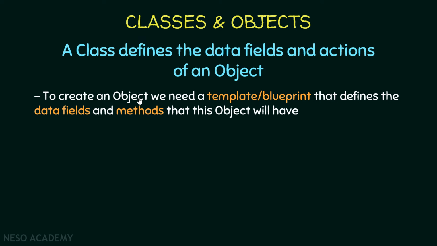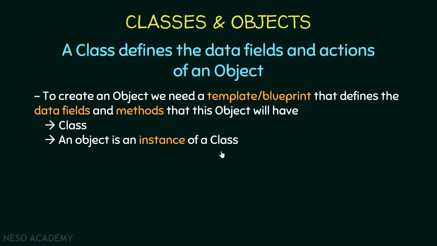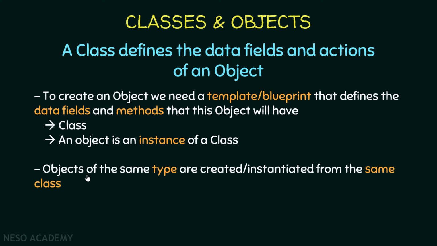So, to create an object, we need a template or a blueprint that defines the data fields and the methods that this object will have. And this template or blueprint is the class. And we create this object based on this class. This is why we say an object is an instance of a class. So when we create a string object, for example, this object is an instance of the string class, okay? Also, objects of the same type are created or instantiated from the same class, okay? So another way to think about a class is that it is simply a data type, and we can create variables of this data type, and these variables are called objects.